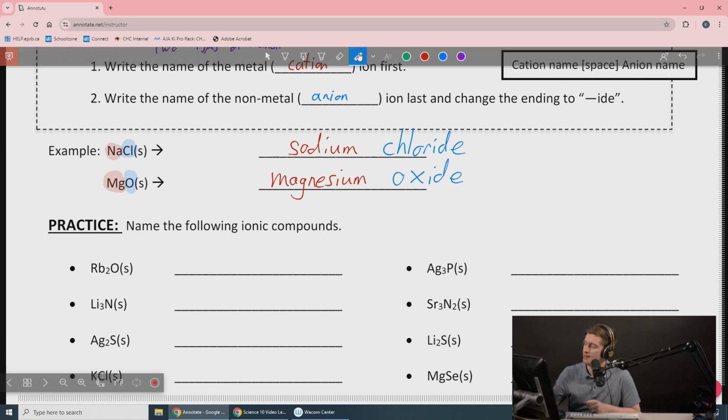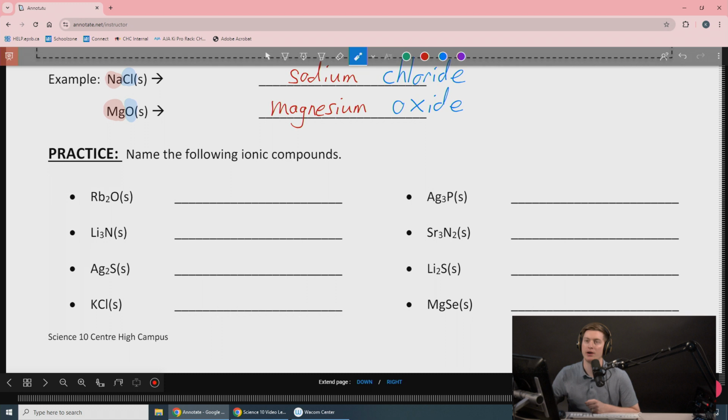And this "ide" ending is important because it tells us that this magnesium and this oxygen are attached together in this compound. There's some good practice here. If you want to pause the video right now and try filling in these practice names. Again, you're just naming the metal first, the cation first, and then you're naming the anion.